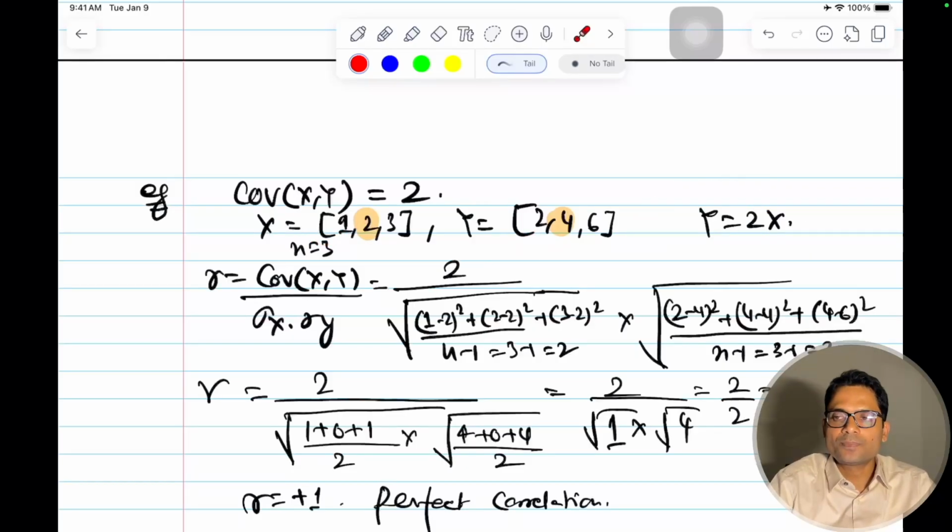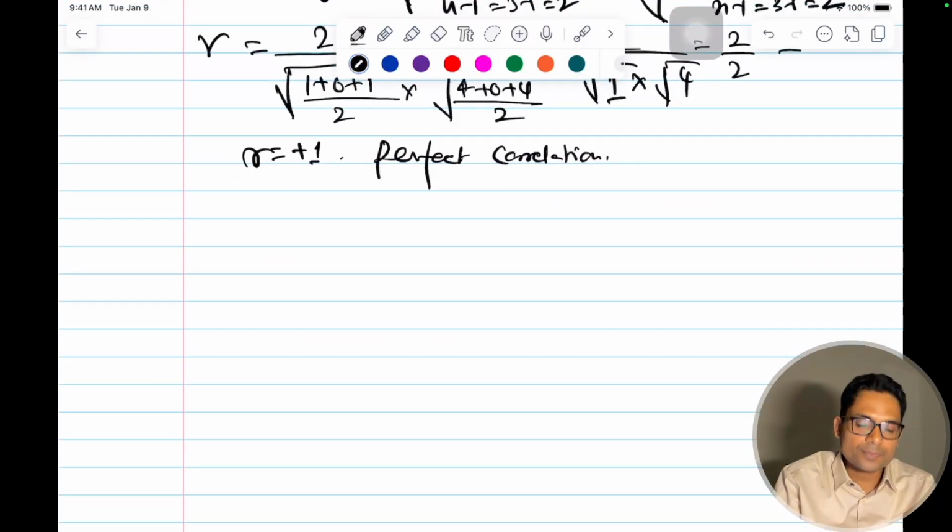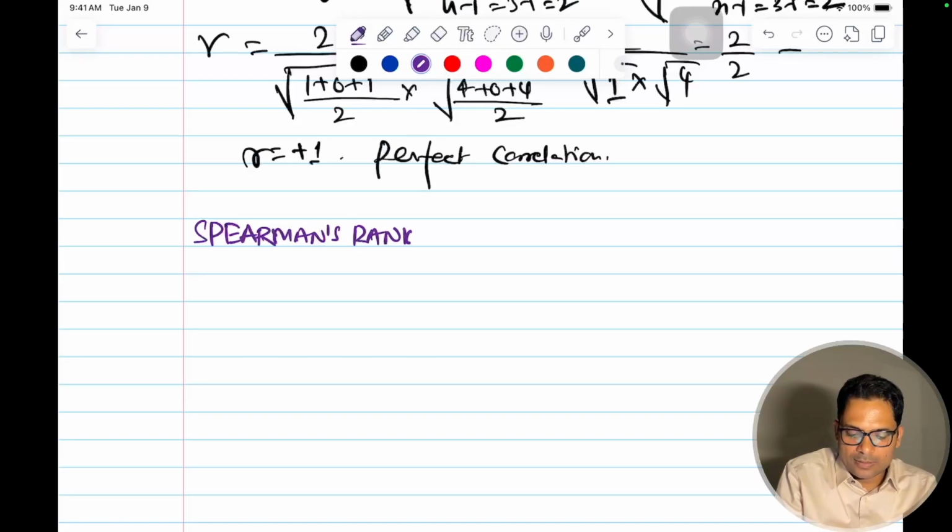Now let's move to the next way. This is used for ordinal data, whenever we have categorical data. At that time these numbers don't make sense. I'll give you an example. Spearman's rank correlation coefficient.